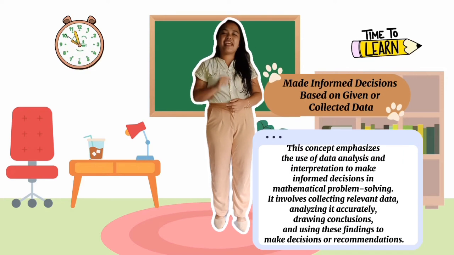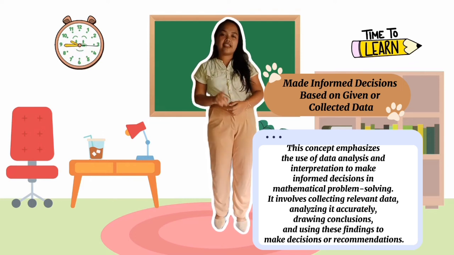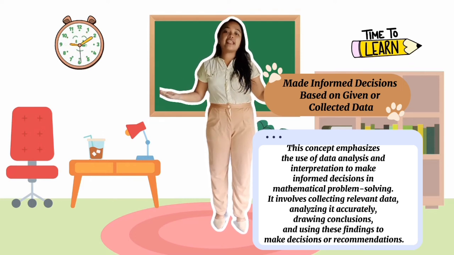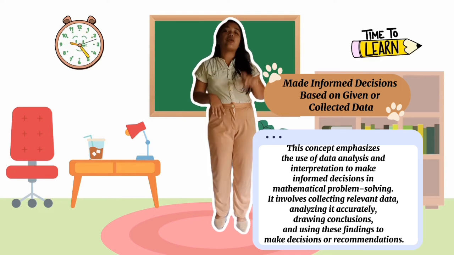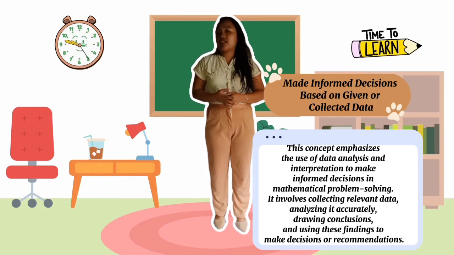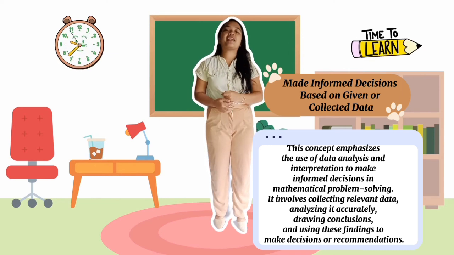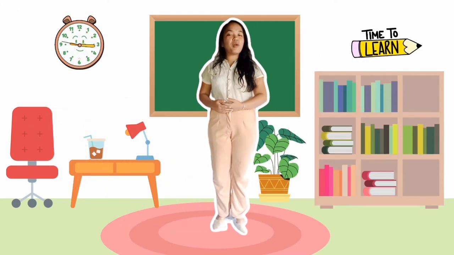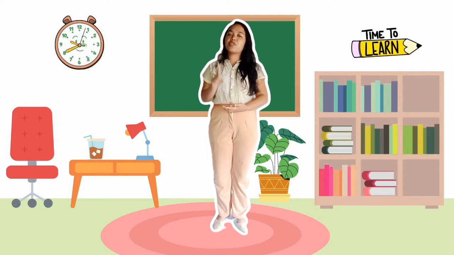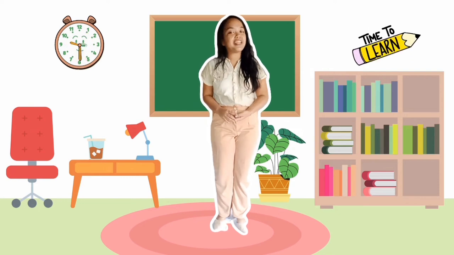And lastly, made informed decisions based on given or collected data. This is about using data like numbers or information to make smart choices. It's about collecting the right data, looking at it carefully, figuring out what it means, and using it to make good decisions. Now, let's explore some scenarios and examples where you can actually apply the mathematical skills mentioned earlier.